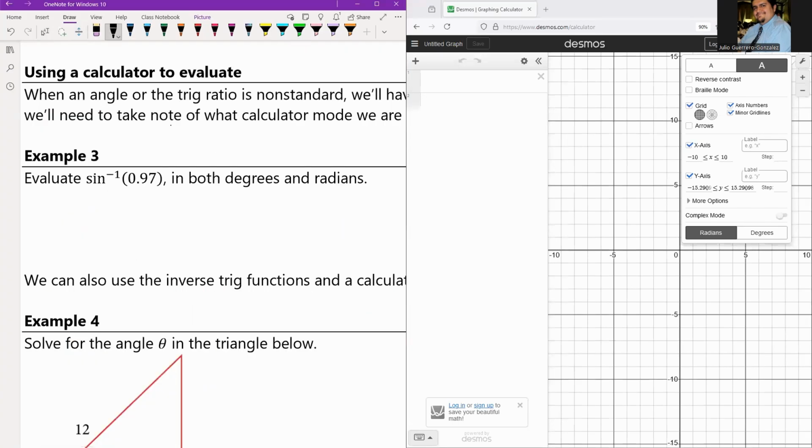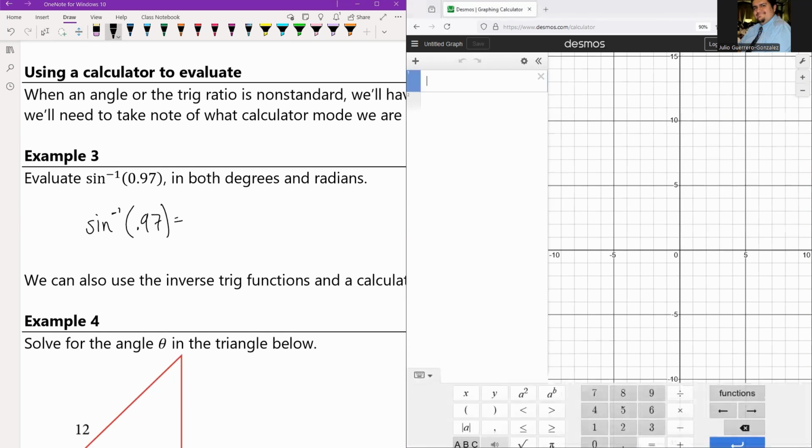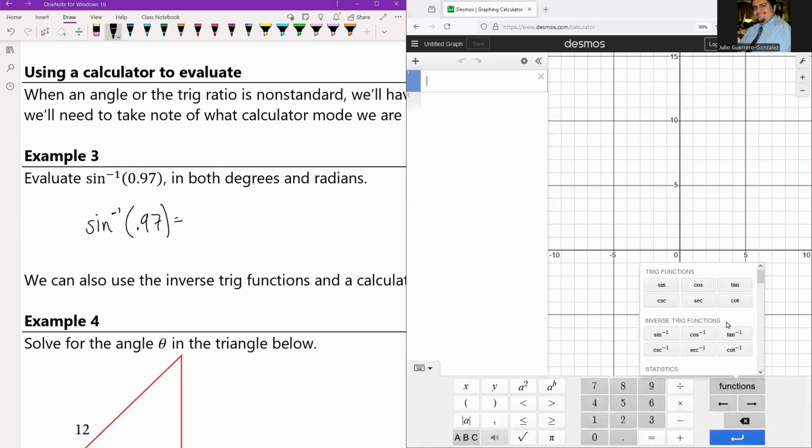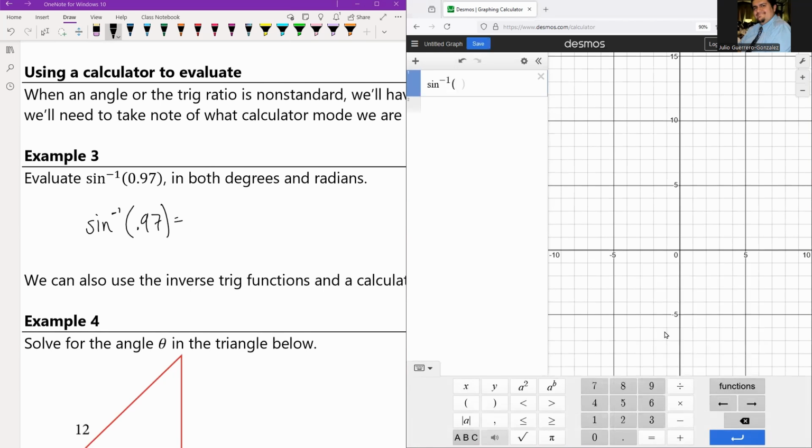So now, sine inverse of 0.97. To get there, you guys remember this little keyboard at the bottom? Functions, inverse trig, they are separated away. So I can do sine inverse of 0.97. And there we go. Right now it's giving me the answer in radians, so this is going to be 1.32523 radians. This is basically the measures if you were to mess around with pi, right?